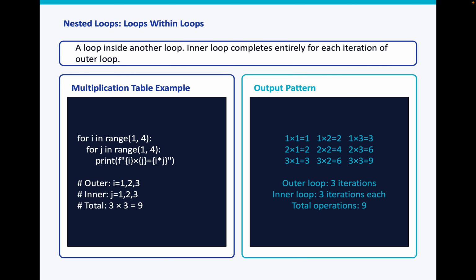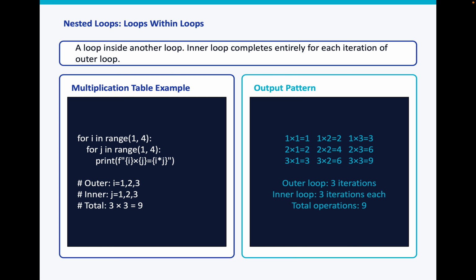Then come nested loops. Nested loops mean a loop inside another loop. The inner loop completes entirely for each iteration of the outer loop. Let us visualize this with a multiplication table. Hopefully you are all familiar with the multiplication table.